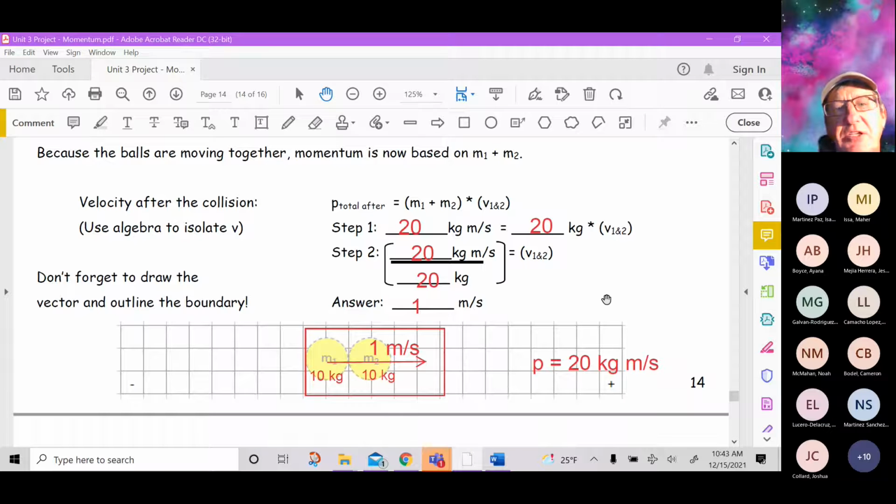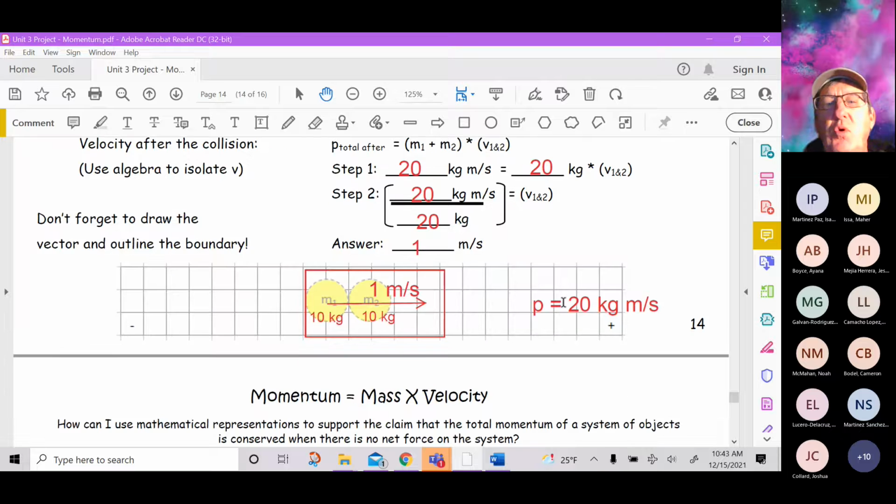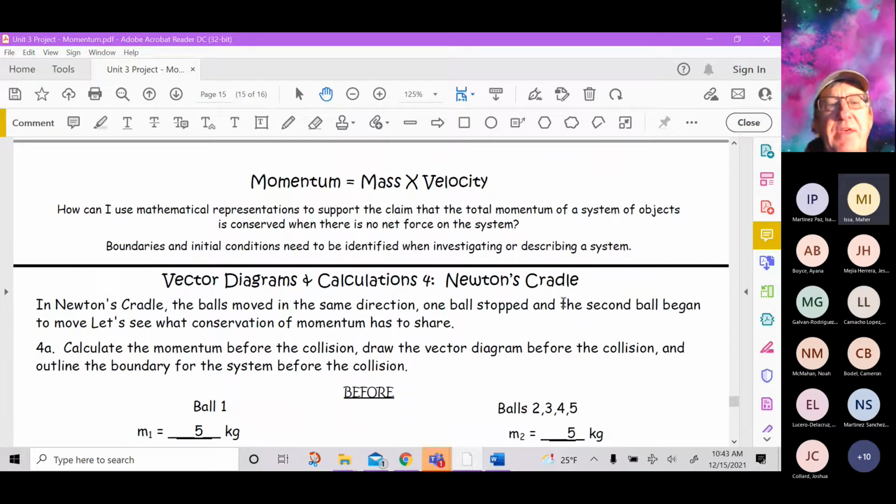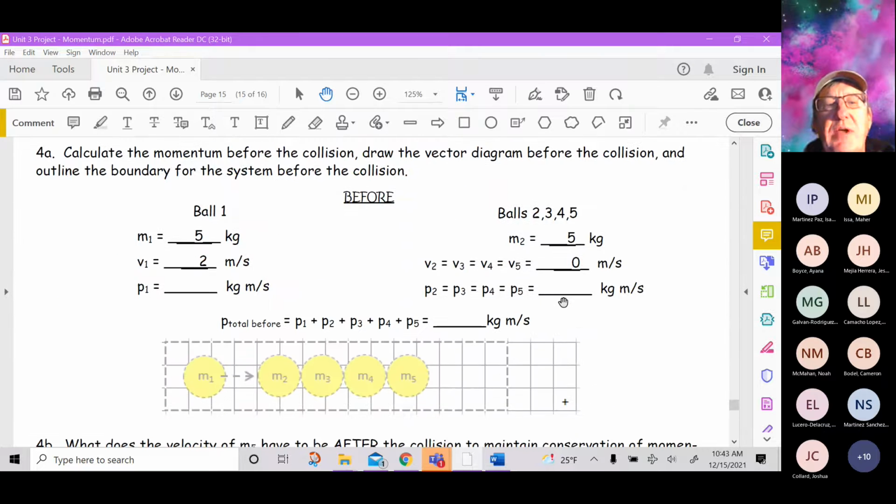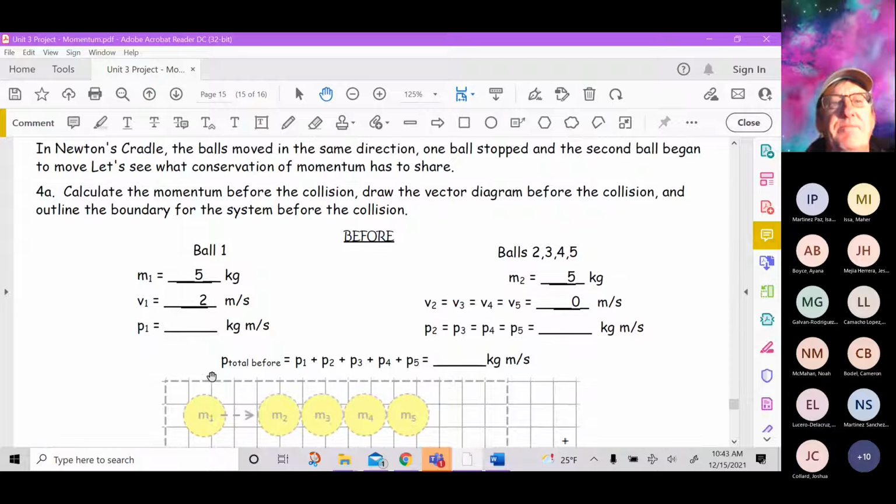So that takes us to page 15. And on page 15, we're going to repeat this process, but we're going to make it one step more complicated, and that is because we're looking at Newton's cradle now. We're going to go back to Newton's cradle, where we had 5 objects, not just 2. Fortunately, it's not so difficult because only one of the 5 is actually moving for this analysis.